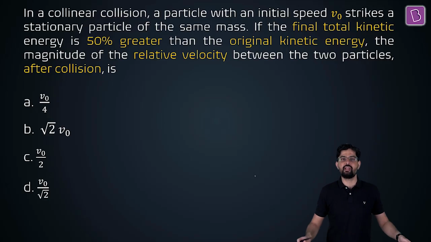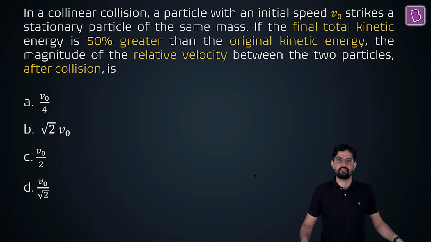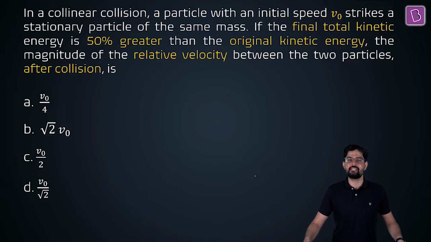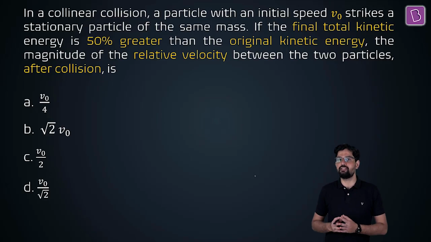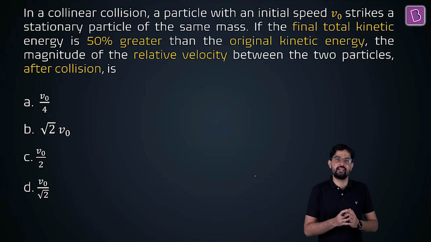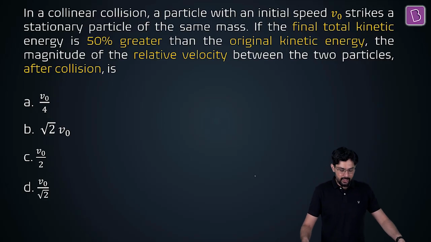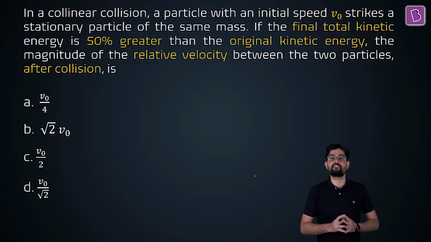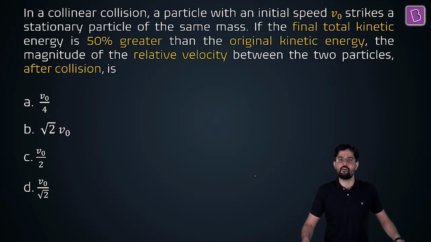A particle is moving with a velocity v0 and it collides head-on with another identical particle which is at rest. Now what happens is that the final kinetic energy of the particles is 50% more than their initial kinetic energy. With this given information, you have to find out the magnitude of the relative velocity of these particles after the collision. That is, the magnitude of the velocity of separation.